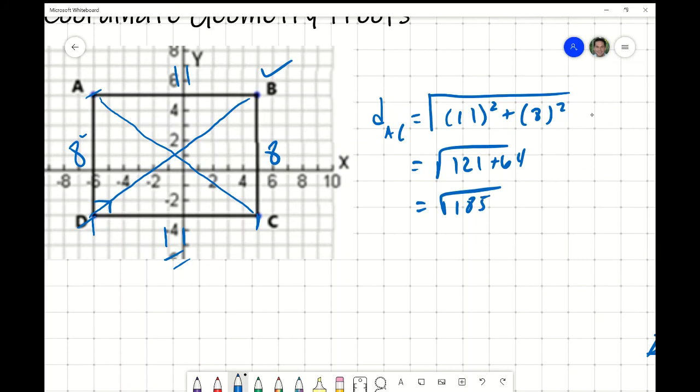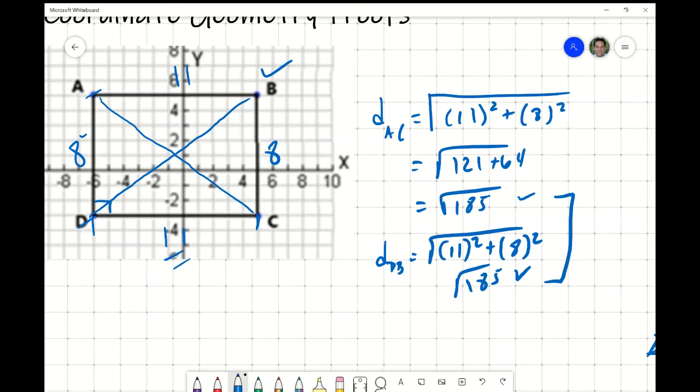I think the square root of 185 is in simplest form, but we could check that with a factor tree, or we could turn it into a decimal. But let's just leave it like that for now. We can see quickly that if we find the length of DB, that diagonal, we're going to have the exact same thing, right? It has the exact same components. So you're still going to have 11 squared plus 8 squared, which is the square root of 185. So we have verified that these lengths are the same.